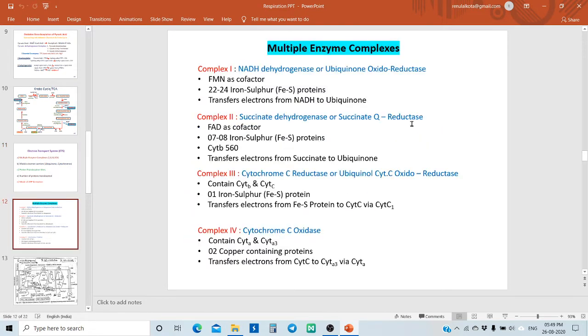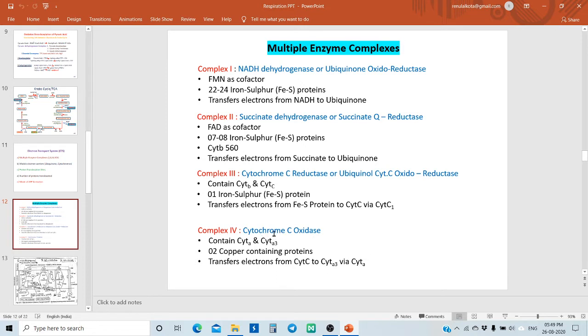We saw that complex 1 is NADH dehydrogenase or ubiquinone oxidoreductase, and it has FMN as cofactor. Complex 2 is succinate dehydrogenase or succinate Q reductase, it has FAD as cofactor, and it transfers electrons from succinate to ubiquinone. Complex 3 is cytochrome C reductase or ubiquinol cytochrome oxidoreductase, and it contains cytochrome B and cytochrome C, which are heme proteins, and they transfer the electrons from iron sulfur protein to cytochrome C via cytochrome C1.